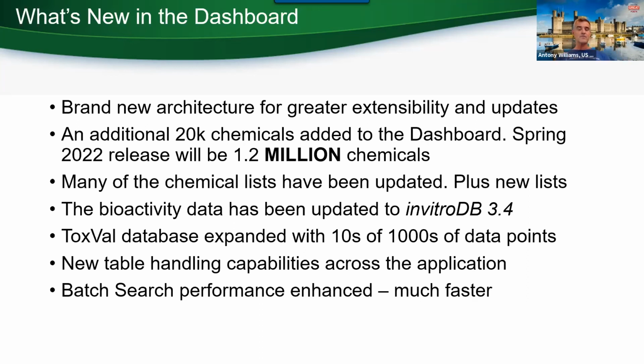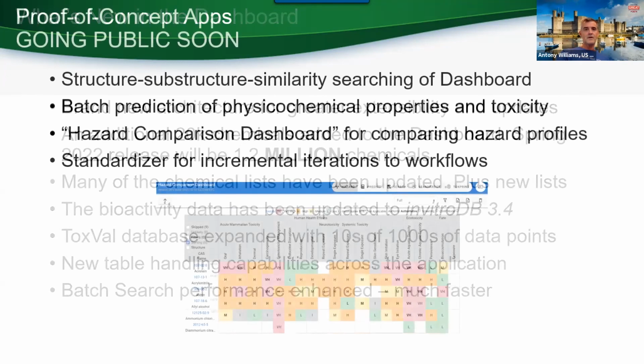And then the batch search performance. We were limited historically to fewer than 5,000 identifiers, and it could take 30, 40 seconds for a couple of thousand chemicals, up to minutes for 5,000 chemicals. Now it can be just a few seconds, 5 to 10 seconds, to deal with 5,000 to 10,000 chemicals. So batch search performance has been massively enhanced. We hope you enjoy that.